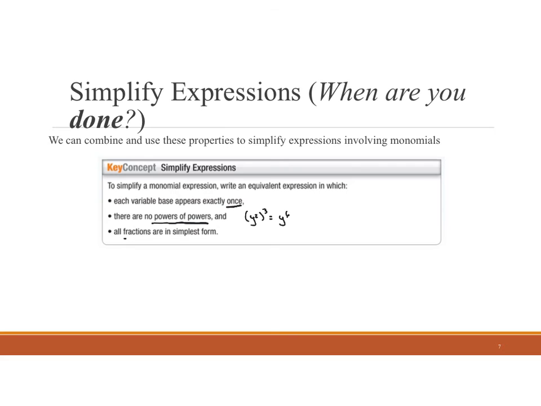And then all fractions are in their simplest forms. All fractions, all numbers. So if you have 2 cubed, you can simplify that to 8. If you have 4 over 2, you can simplify that down to 2. So simplify down as far as you possibly can.